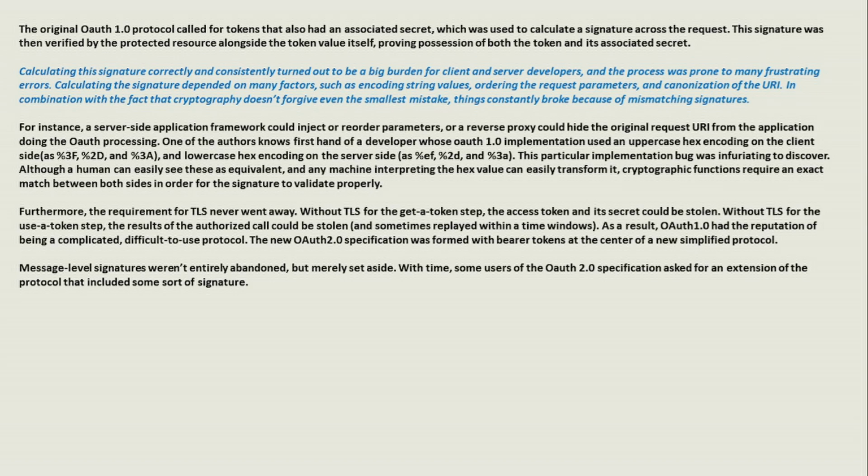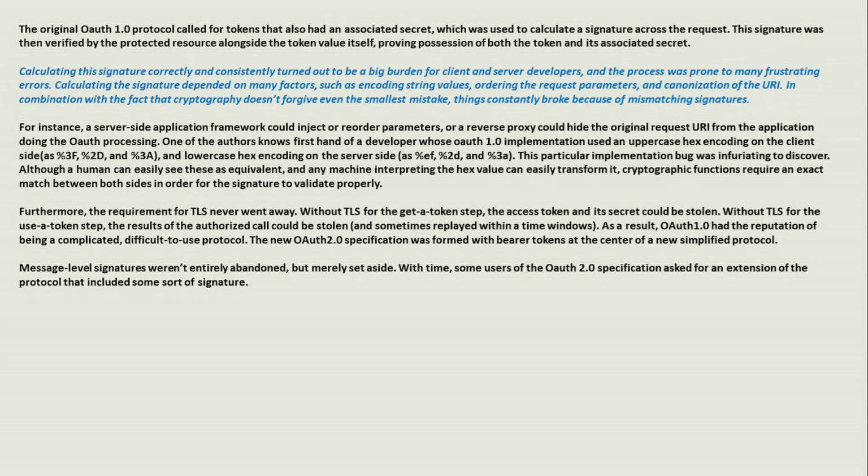Furthermore, the requirement for TLS never went away. Without TLS for the get a token step, the access token and its secret could be stolen. Without transport layer security for the use a token step, the results of the authorized call could be stolen and sometimes replayed within the time windows. As a result, OAuth 1.0 had the reputation of being a complicated, difficult to use protocol.